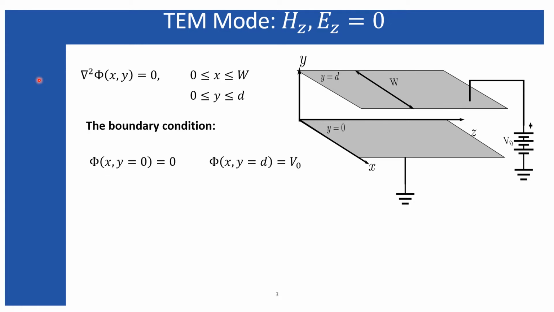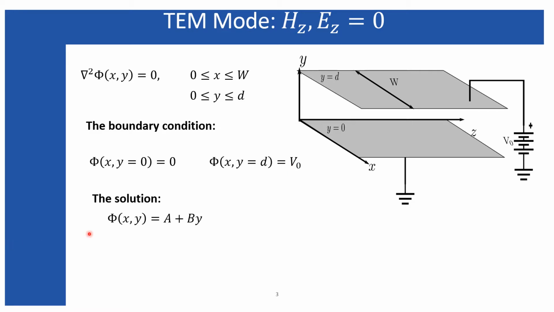First of all are the boundary conditions. You can see from here that ground is connected to the bottom plate and an external voltage source of V naught is connected to the top plate. So the boundary conditions can be defined in this way: the potential at y equals 0 is 0, and the potential at y equals d is equal to V naught.